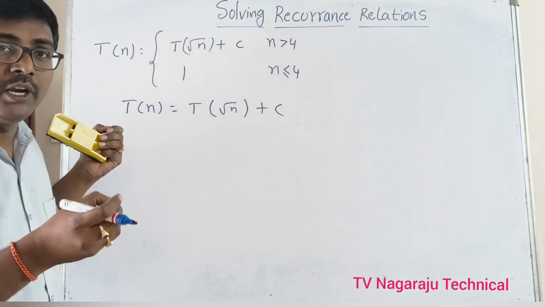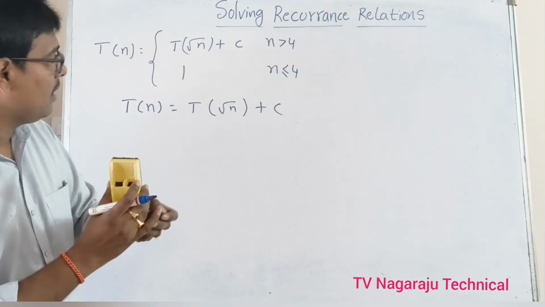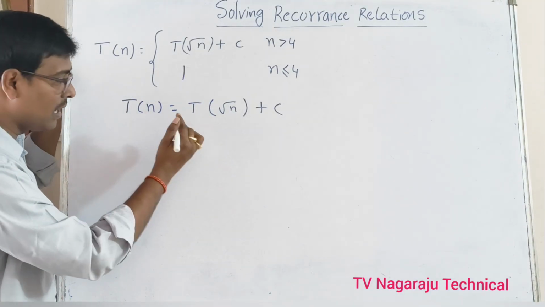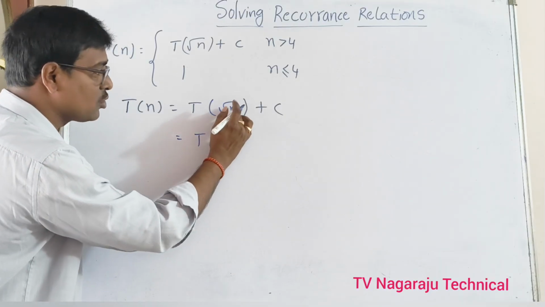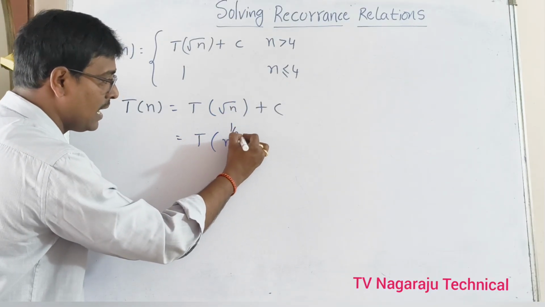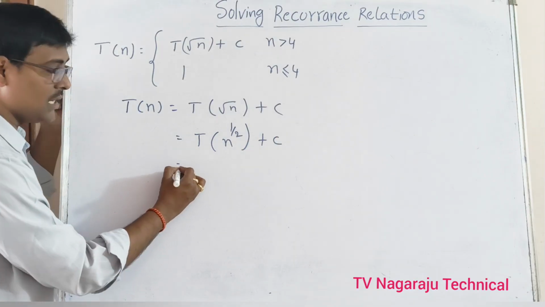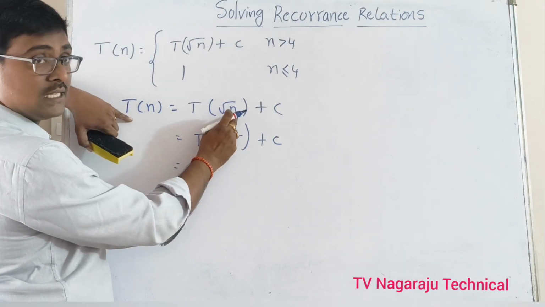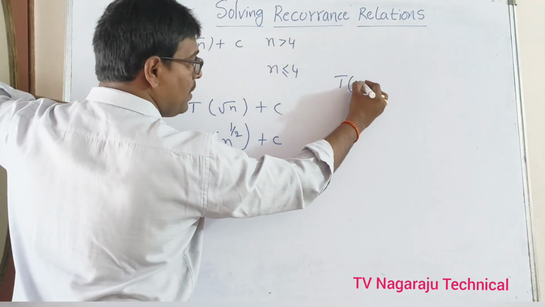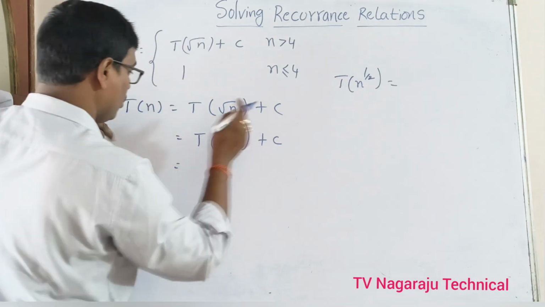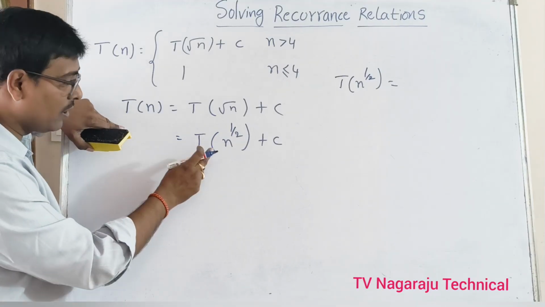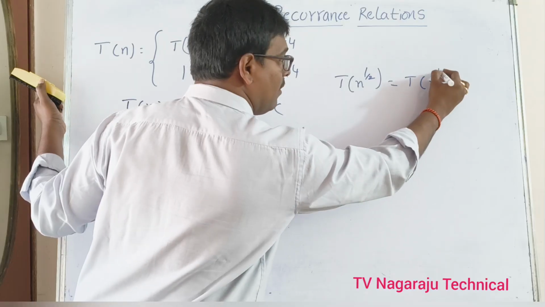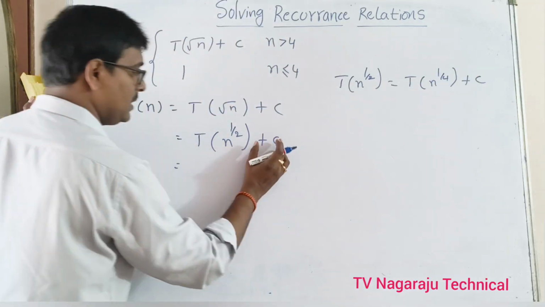Now you need to reduce the equation until the base condition is reached. This is the equation for n number of elements. Simply, square root of n is written as n power 1 by 2, plus c. For easy understanding, now n is replaced with n power 1 by 2. If n is replaced with n power 1 by 2, what is the equation? T of n power 1 by 4 plus c.